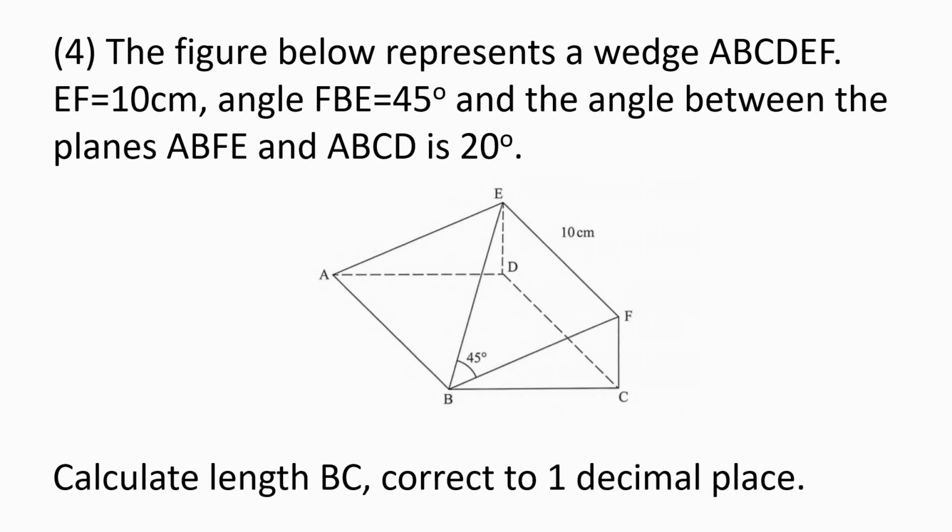Question 4. The figure below represents a wedge ABCDEF. EF is equal to 10 centimeters. Angle FBE is equal to 45 degrees. And the angle between the planes ABFE and ABCD is equal to 20 degrees. Calculate length BC correct to 1 decimal place. So we've been given the wedge.